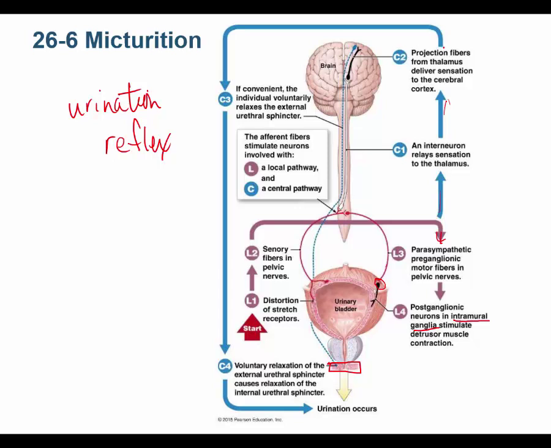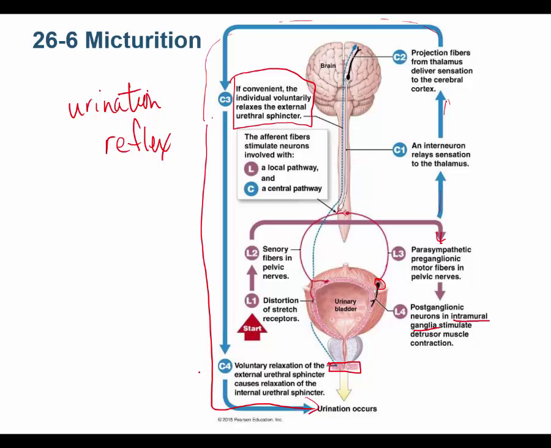If you decide to voluntarily relax the external urethral sphincter, the signal gets sent down from the cerebral cortex. If convenient, it says. That's kind of funny. If convenient. Well, as you know, the more powerful that urge is, it gets to a point where you say, hey, I gotta go. But if you decide to urinate, you have to voluntarily relax the external urethral sphincter.